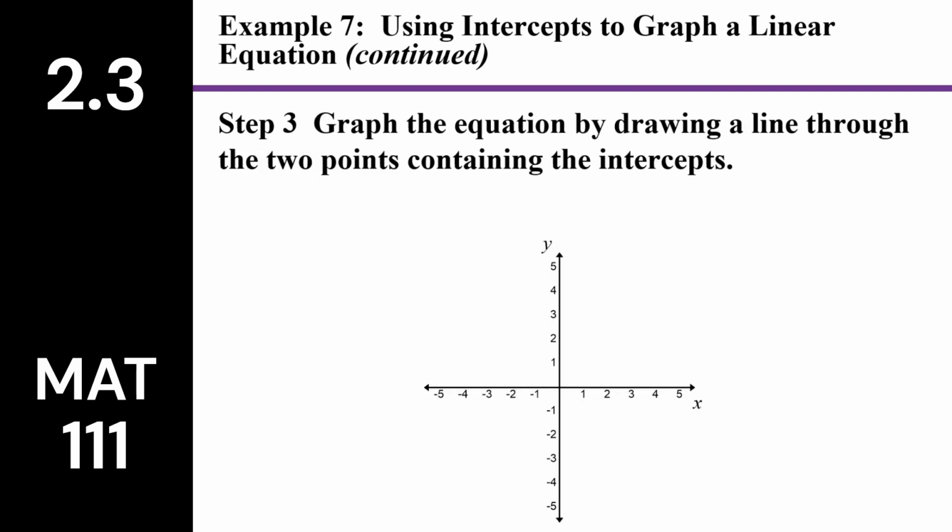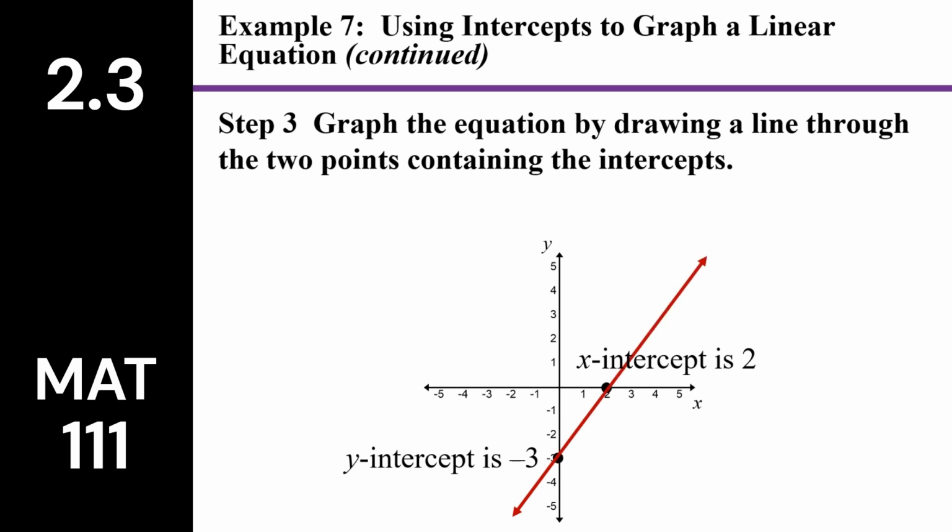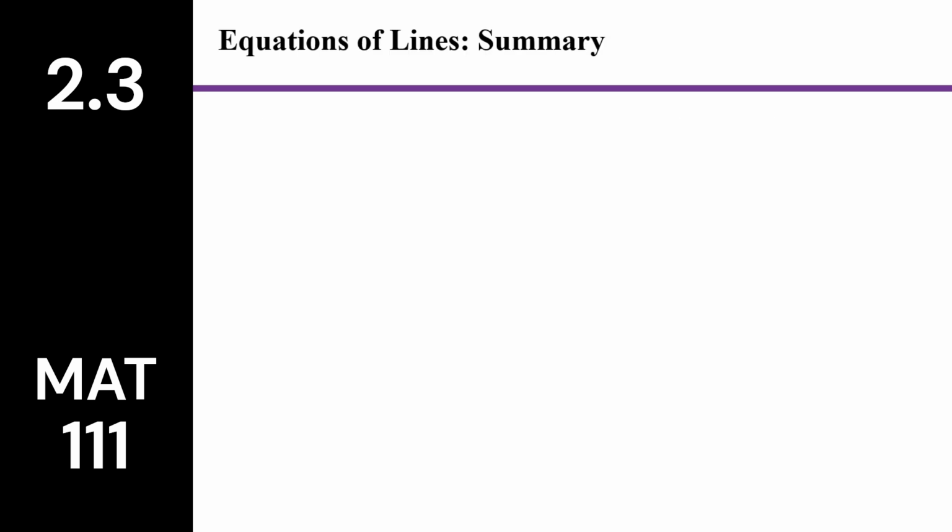So we finish this off by plotting both points. The x-intercept was 2, the y-intercept was -3, and we can draw our line through those 2 points. Let's look at a summary of the various equations of lines.